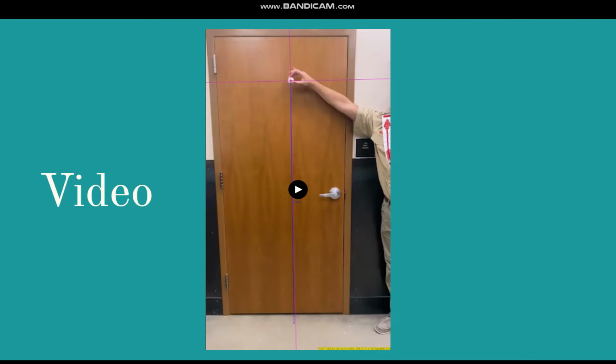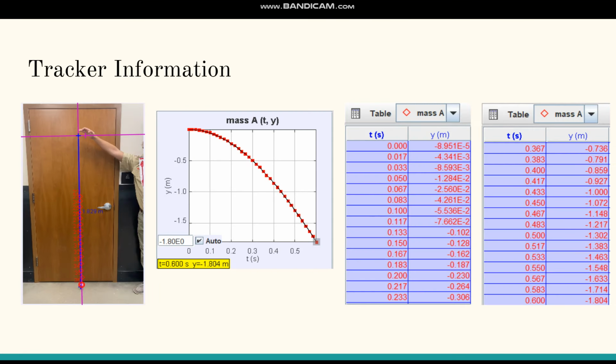And here's the video of the ball dropping. Play that again. All right. So the information about this, we have the data points when I drop the ball on the left side, and that's represented with the graph next to it. And also on the right side of this whole slide are the specific data points.